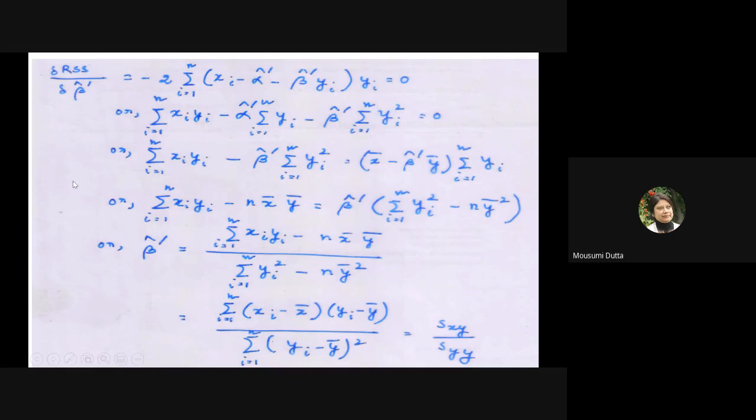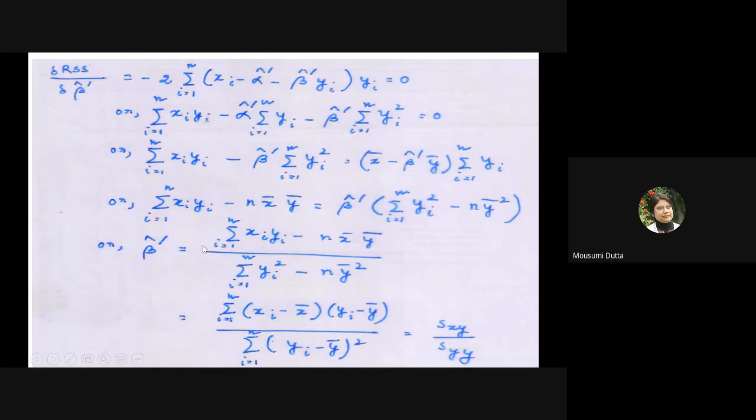Now, summation xi yi is the first term, and beta hat prime is here and here. So, beta hat prime I'm bringing here. Rather, this summation y is giving n y bar, so n y bar into x bar, this n x bar y bar I'm putting here. So, minus n x bar y bar equals beta hat prime common, summation yi square minus n y bar square.